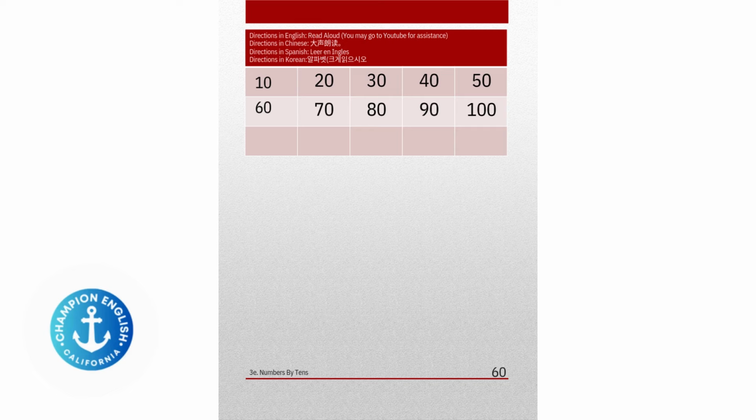Go ahead and write the numbers next to the numerals. So where you see 10, I want you to write 10. Where you see 20, write 20. And 30, write 30. And 40, write 40. And 50, write 50. And 60, write 60. And 70, write 70. And 80, write 80. And 90, write 90. And 100, write 100.